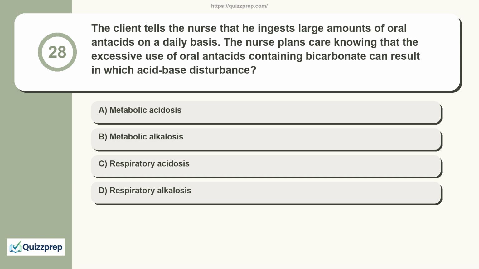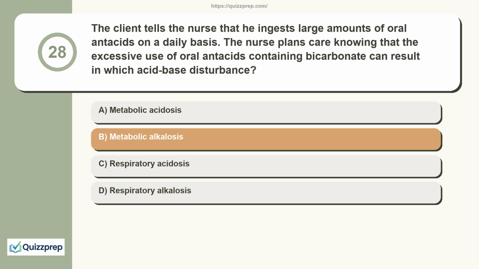Question 28. The client tells the nurse that he ingests large amounts of oral antacids on a daily basis. The nurse plans care knowing that the excessive use of oral antacids containing bicarbonate can result in which acid-base disturbance? Metabolic acidosis, metabolic alkalosis, respiratory acidosis, respiratory alkalosis.